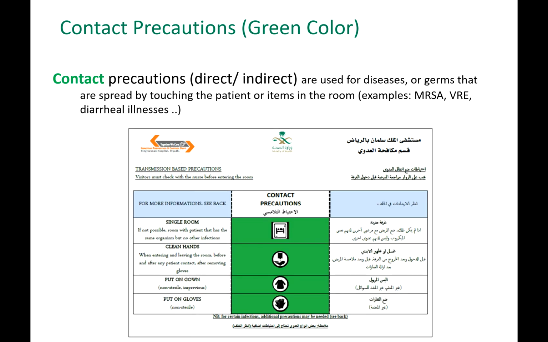The second one, contact precautions, direct or indirect, are used for diseases or germs that are spread by touching the patient or items in the room. For example, MRSA, VRE, diarrheal illnesses. The patient should be in a single room, and the staff must do hand hygiene; wearing gloves and gown in this case is also needed.